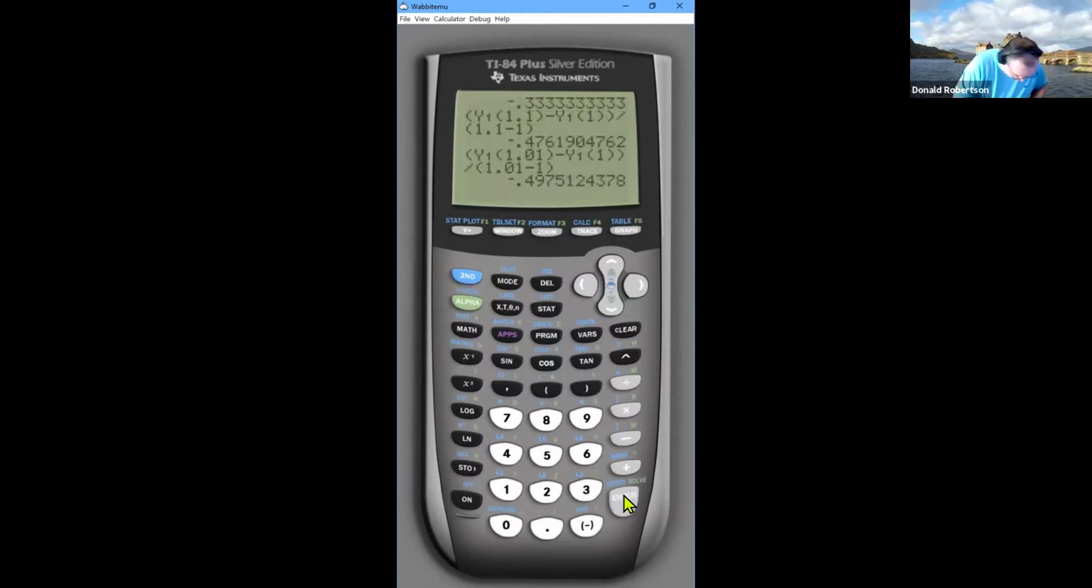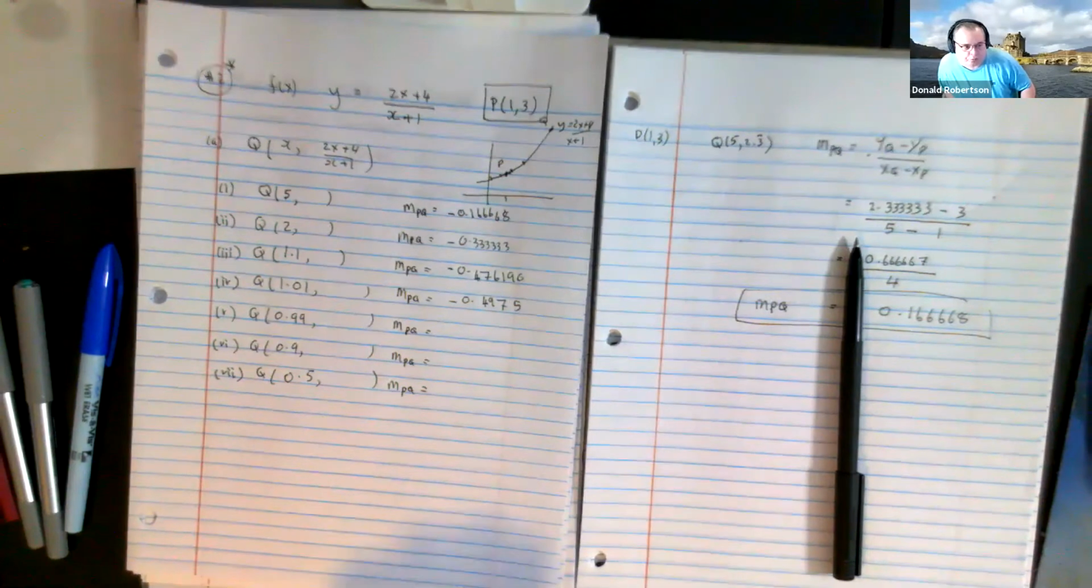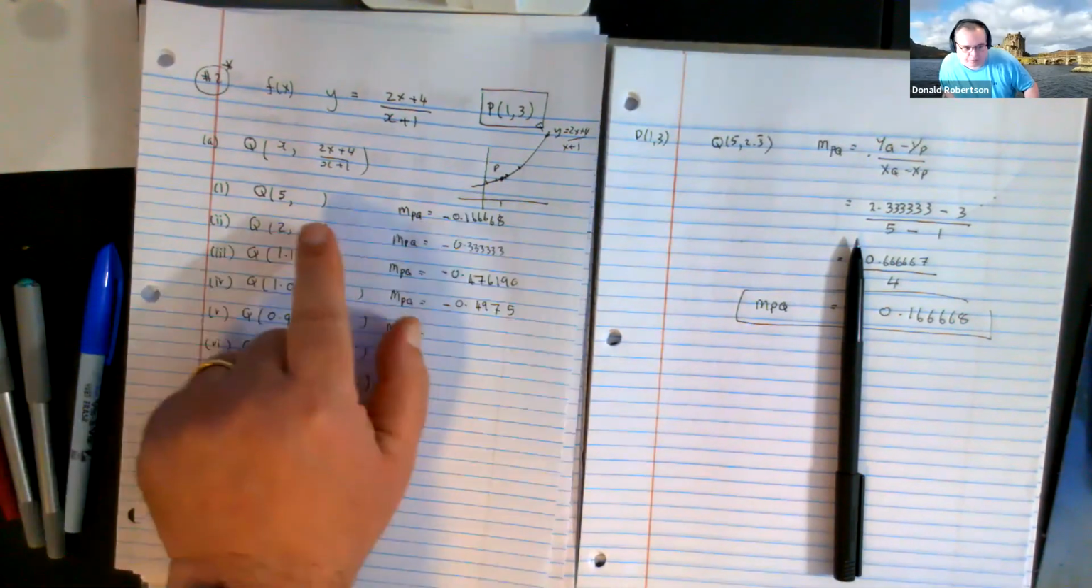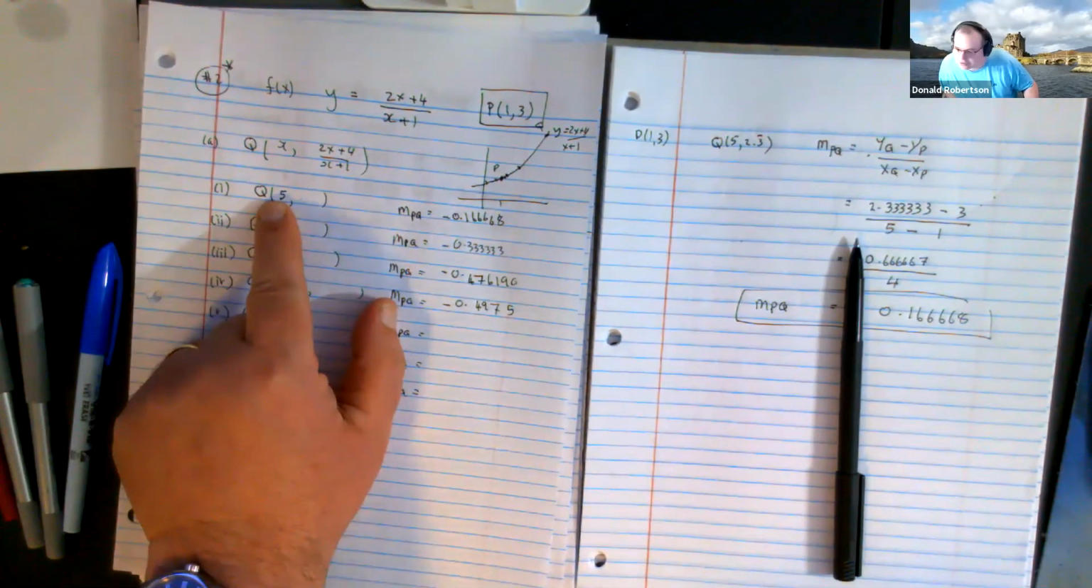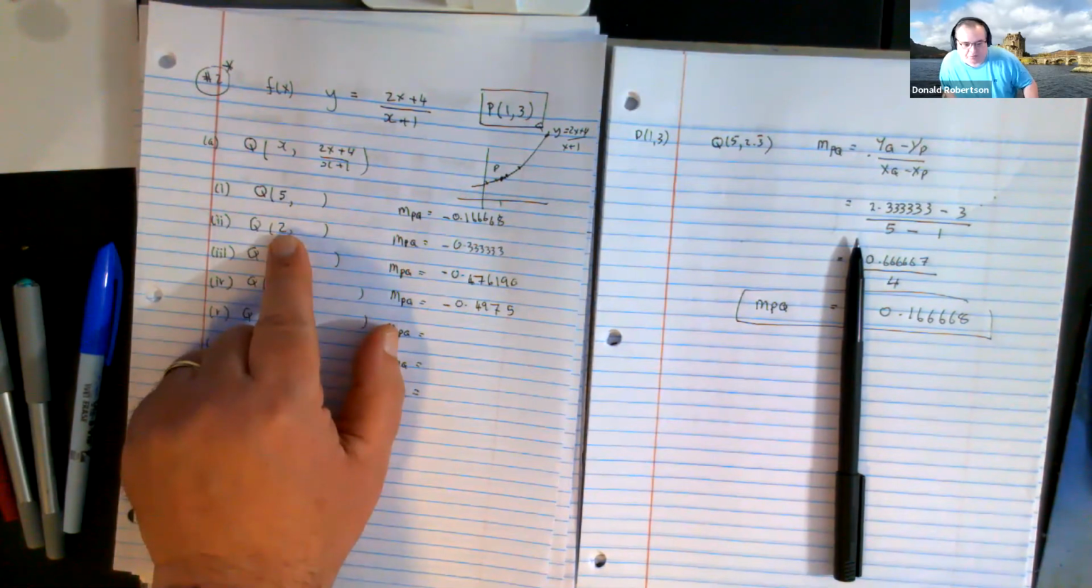And now I've got the answer, negative 0.4975. Okay, let's go back to the screen and show you what the working looks like. Right, that was the slope from P to this Q, this one, and finally that one.